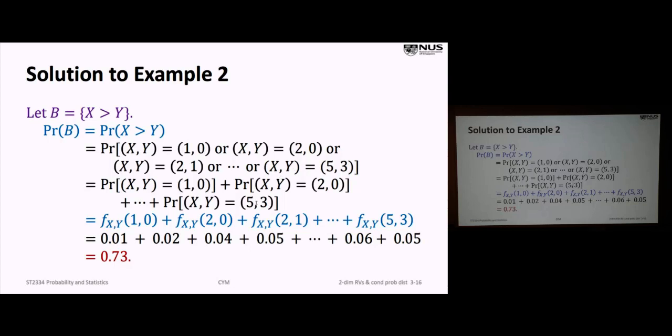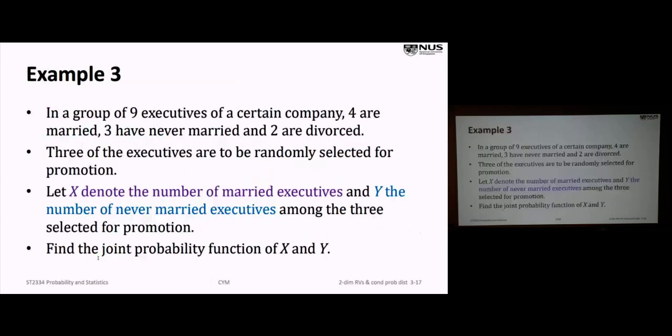All of those entries represent mutually exclusive events, so the probability of this union is the sum of the probabilities. That's what we've got here. So basically, this is the sum of all those entries which are shaded in dark yellow on the slide. The answer happens to be 0.73.